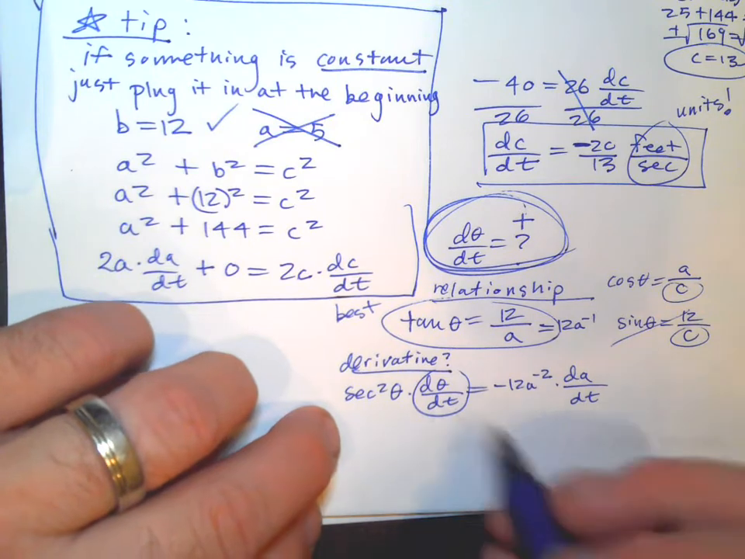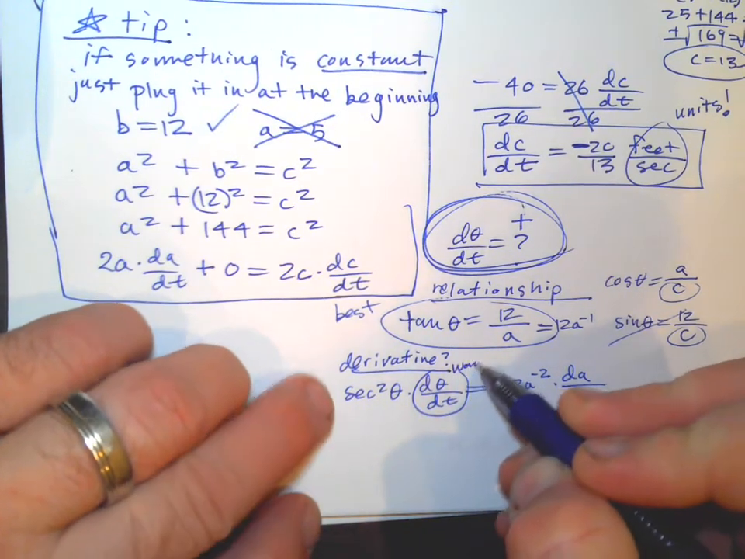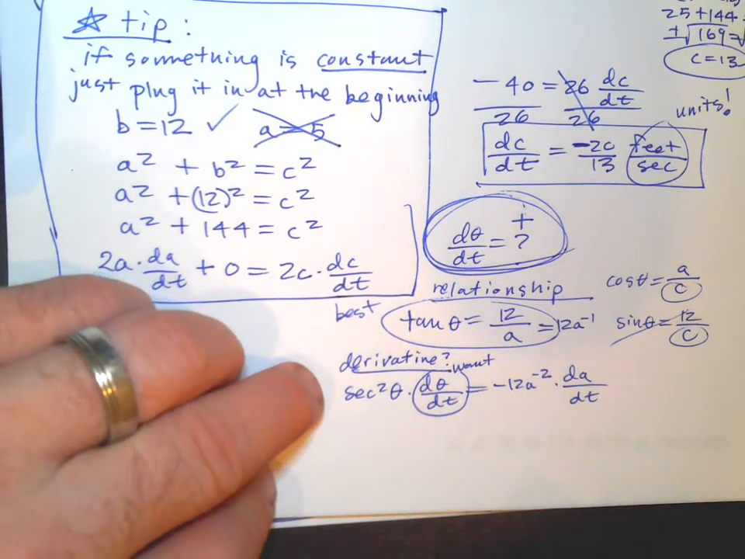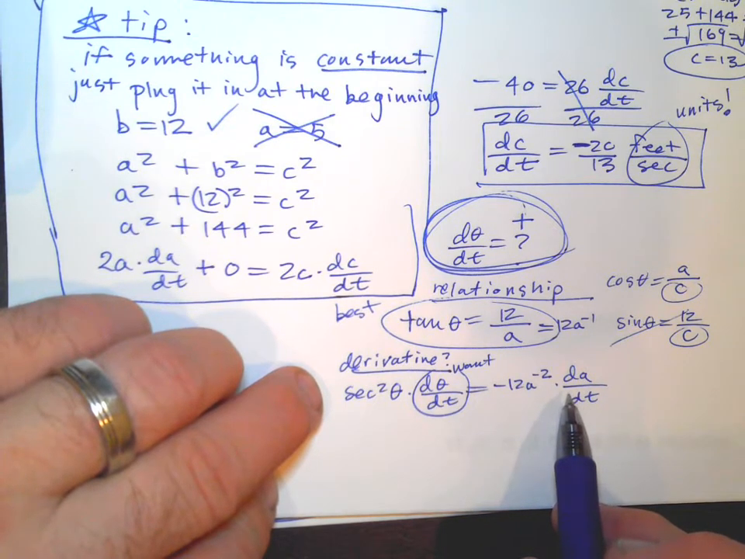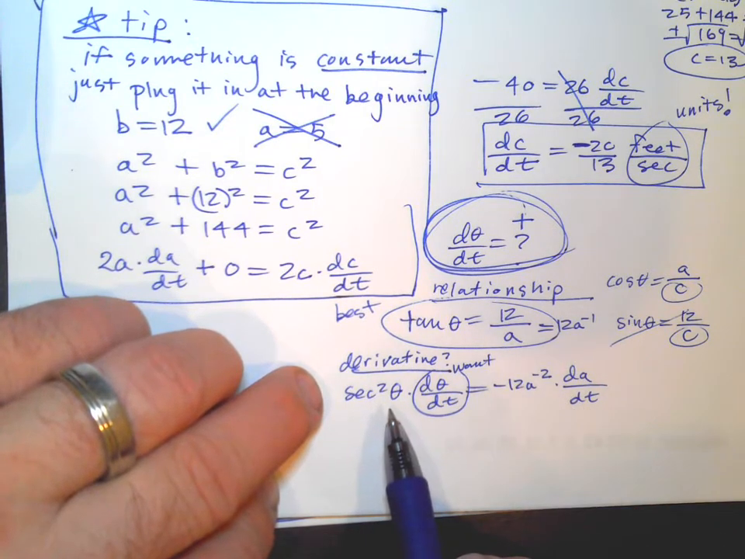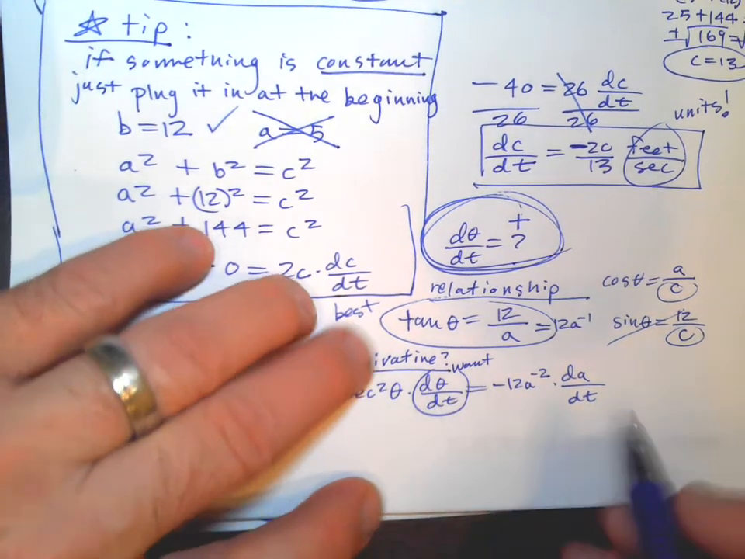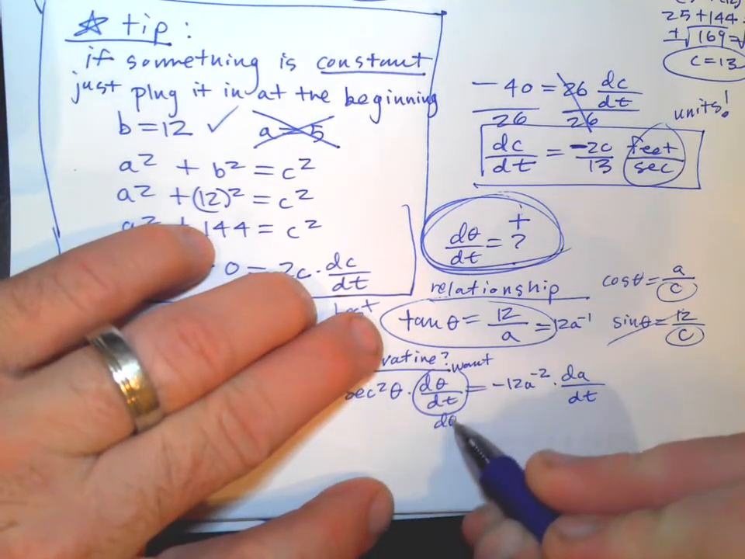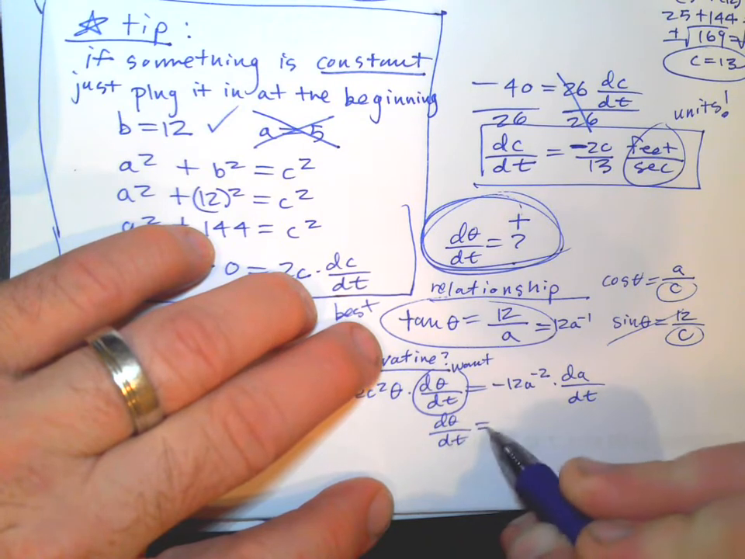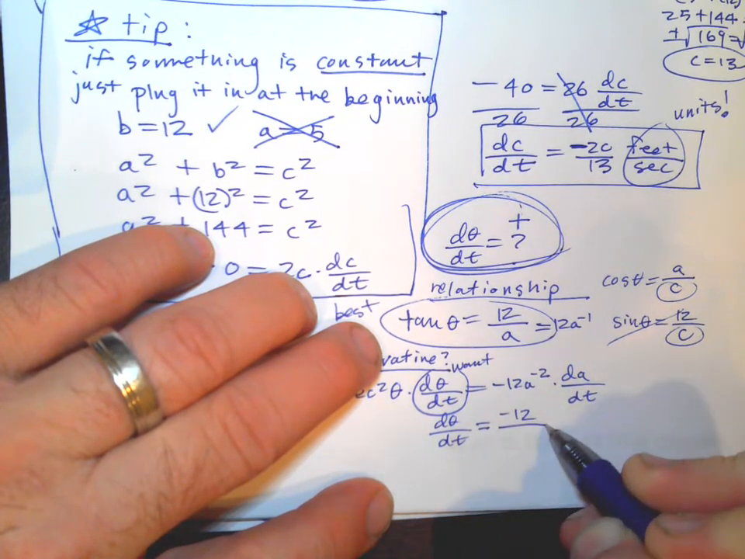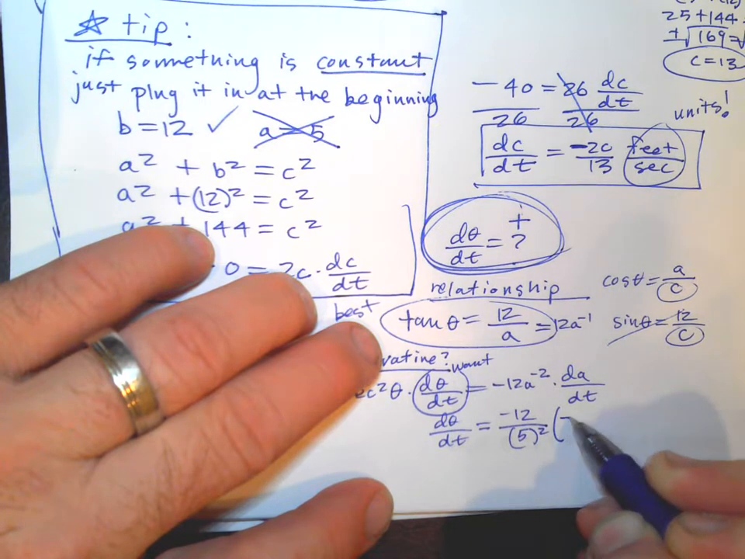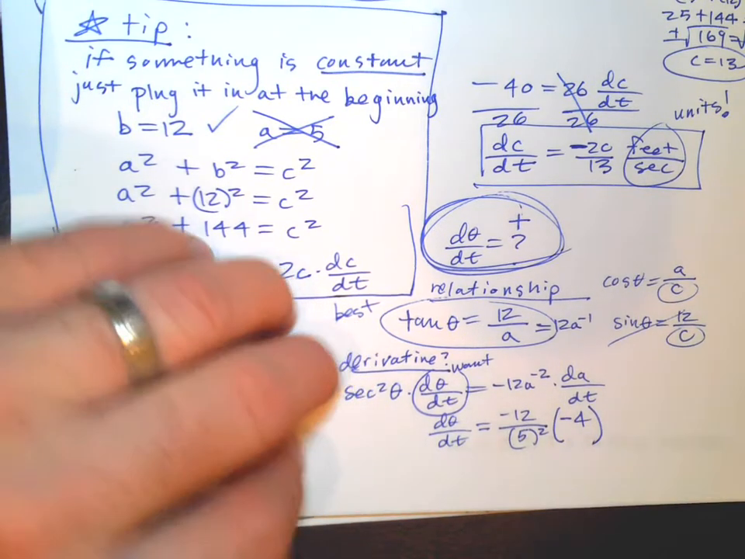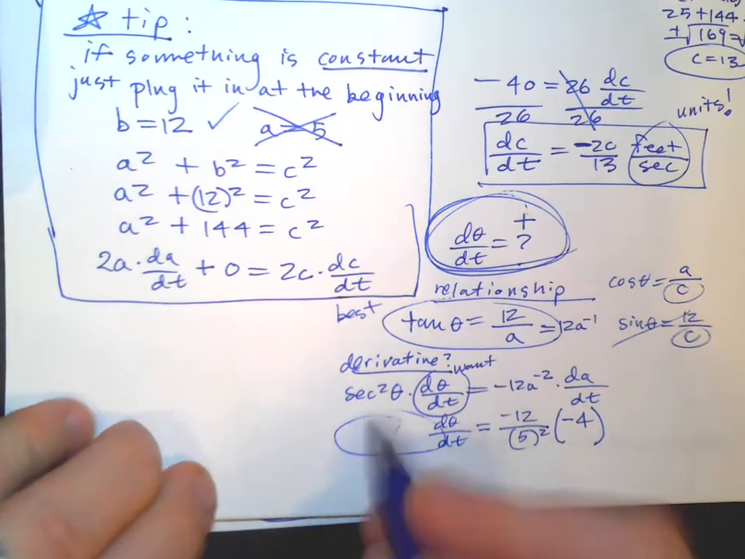Okay, now this is what we want, right? And we have A, we have dA dt from what they originally gave us. We don't have secant theta, so we're going to have to figure that out. So for now, I'm going to leave that blank for a second. Negative 12 over A is 5 squared, and then dA dt was negative 4. Okay. Now we got to figure out what secant squared is.